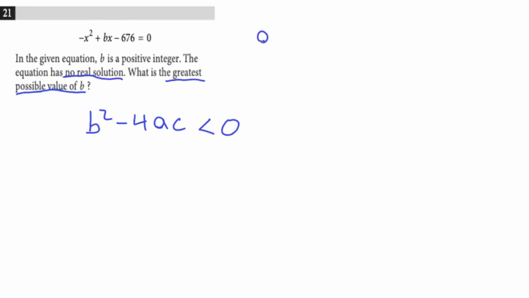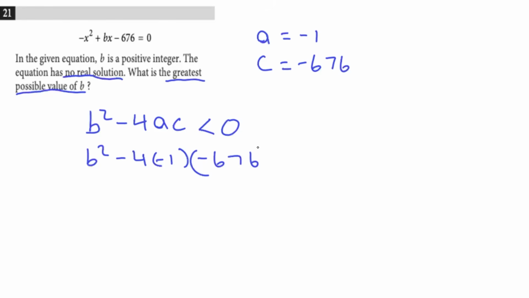So a in this case is going to be -1. Remember, that comes from the number in front of the x squared, the coefficient, and then our c is the constant at the end. So that's going to be -676. So then now if we plug these values in, we have b squared minus 4 times -1 times -676. So what I would do right here is I would throw from here to here into your calculator.